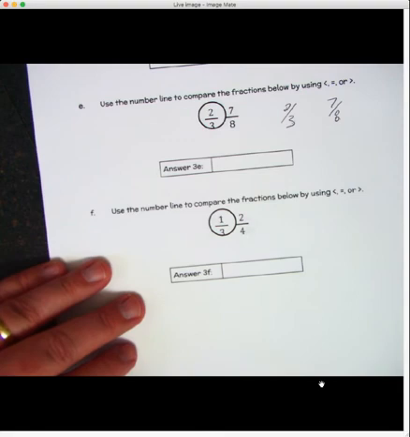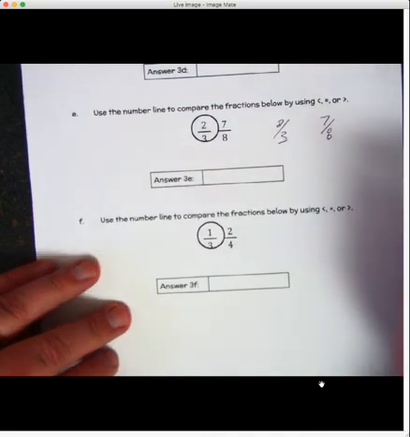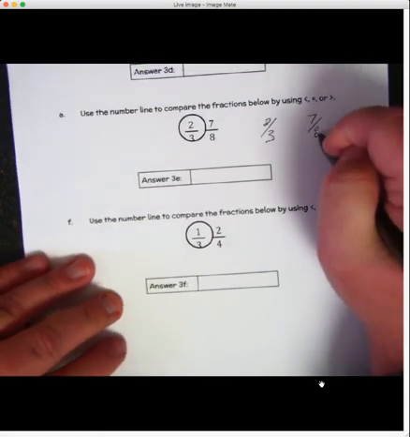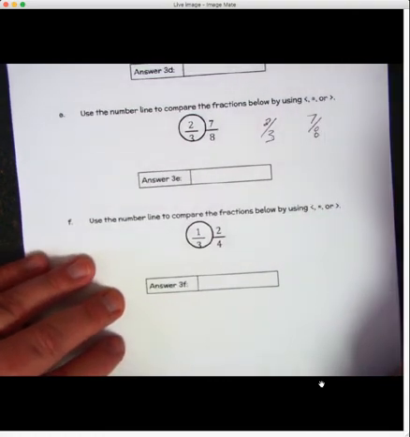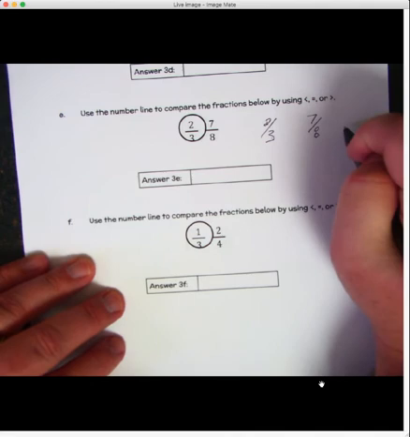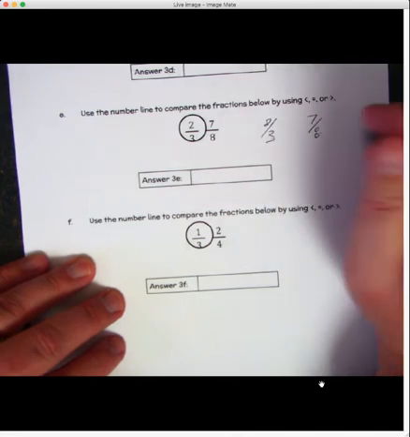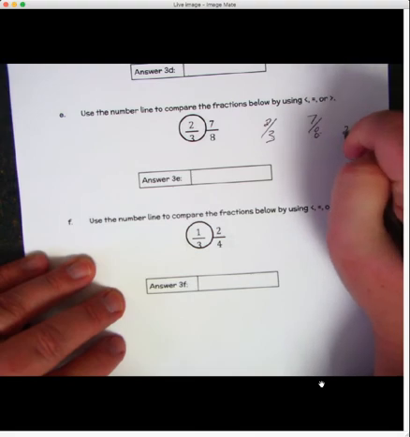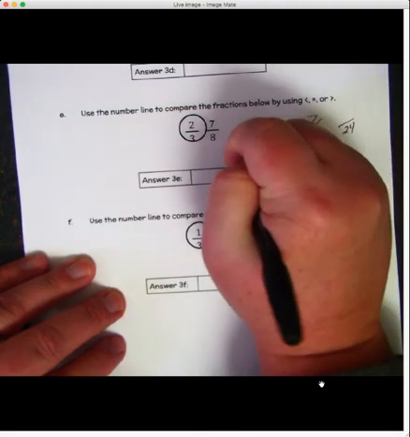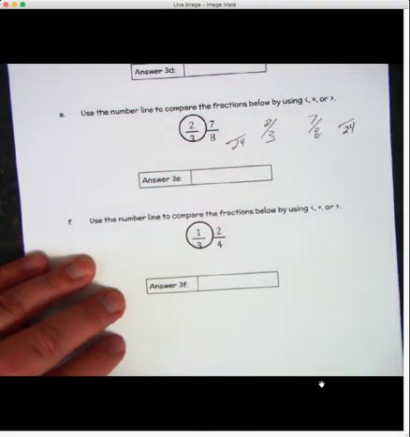Well, if we pick a multiple of both 3 and 8, we can compare them that way. This gets a little tricky now. But what's a multiple of both 3 and 8? A number that has 3 and 8 as factors. How about 2 times 8 is 16? No, 3 won't go into 16. 3 times 8 is 24. There we go. 24. So let's change both of these fractions into 24ths.